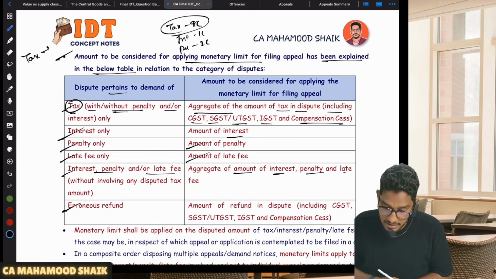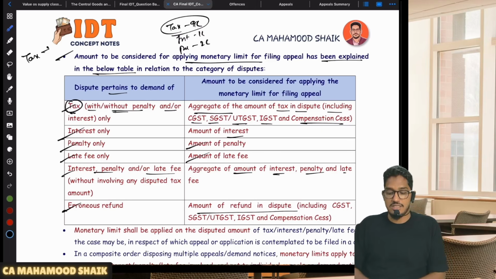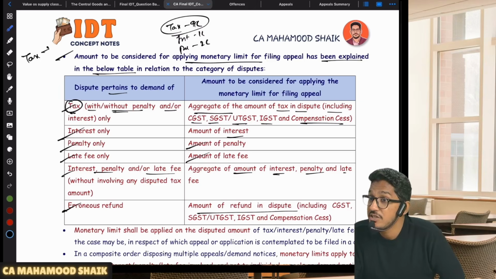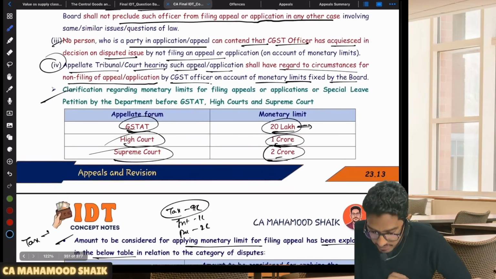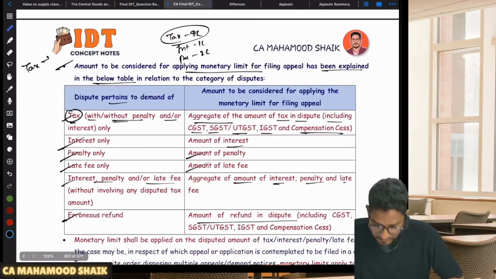Sir, refund is there, sir. Case is regarding refund, sir. Amount of refund in the dispute including CGST, SGST. See, and also all the heads you have to combine. CGST, UTGST, IGST combine. Not for each head 10 lakh, 20 lakh, 2 crore like that. All put together. All the heads you have to add up. Then you have to compare with that limit of 1 crore, 2 crores. Next.